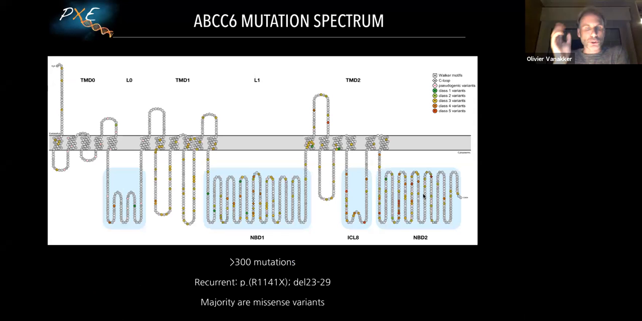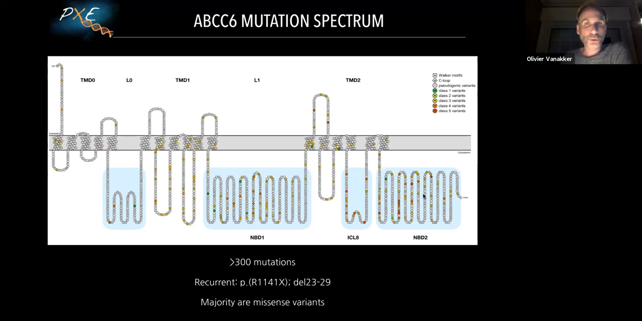These mutations are really scattered throughout the gene, or in this case, the protein, and the colored dots shown are the mutations that are present. There are over 300 of them. So it is one of these diseases with a very large mutation spectrum, compared to diseases that sometimes are caused by a single mutation or by 10 or 20 mutations. So here there are more than 300. There are some that are very frequent, but the majority are what are called missense variants.